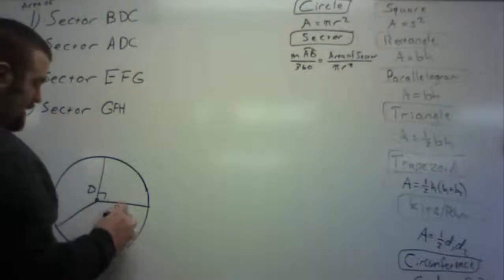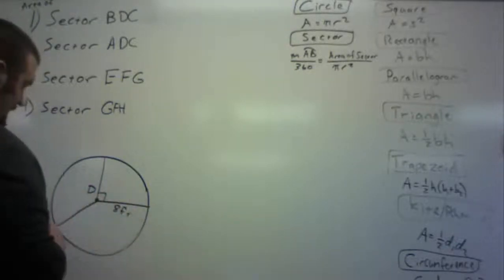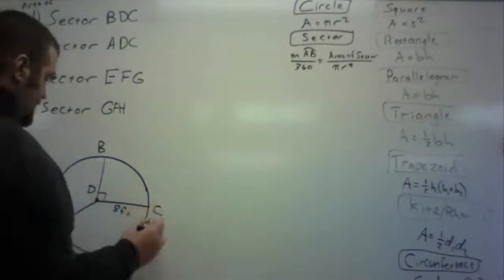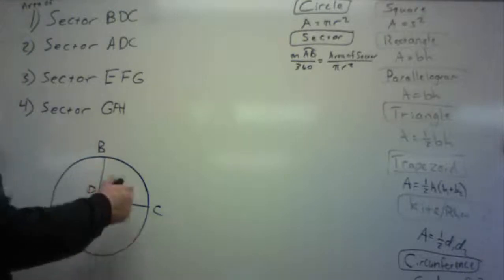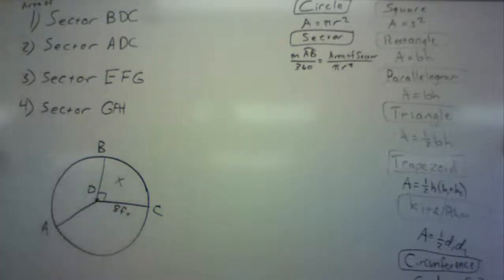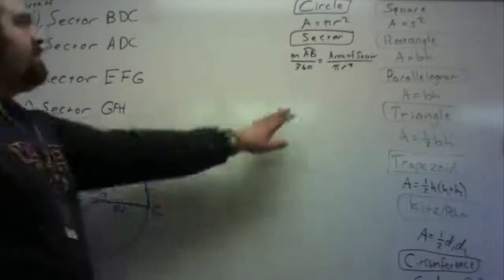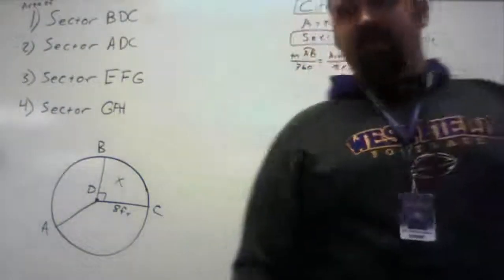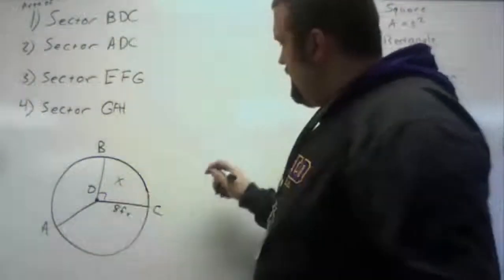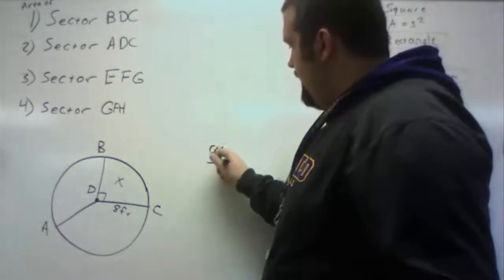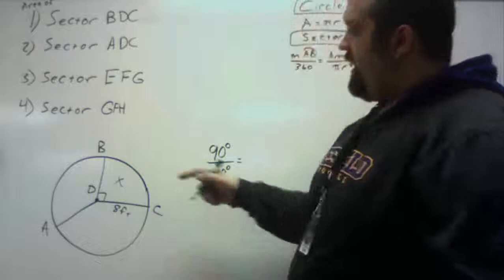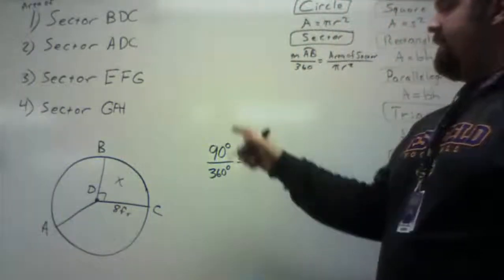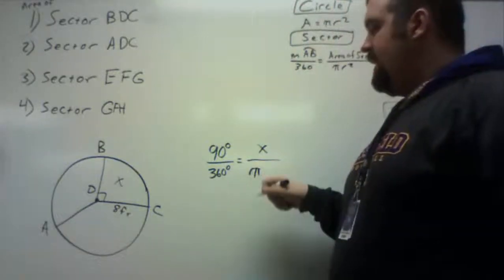Up, right, down here. This is a 90-degree angle. We know this is 8 feet. A, B, C. Alright, the first thing they want me to do is find area of sector BDC. BDC, it's right here. I'm going to call that area X. And I know from my equation, I'm going to do the measure of the arc, which happens to be 90 degrees. So I'm going to compare 90 degrees to the full circle, 360 degrees. That will equal the area of my sector X to the area of the full circle, pi r squared.